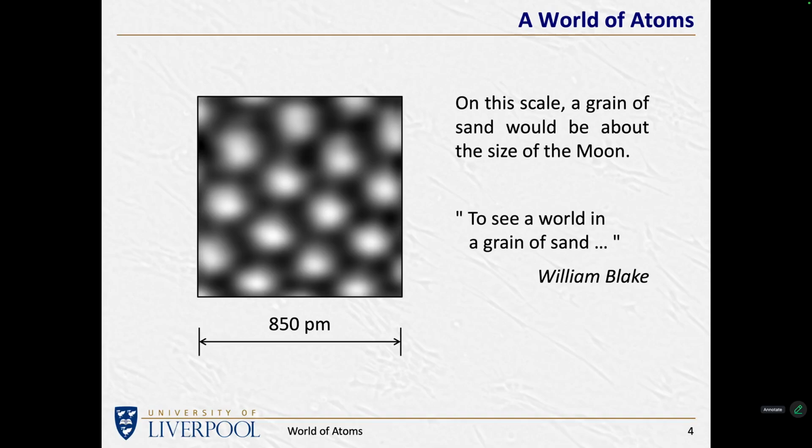So if we imagine this is the magnification we're looking at, in this case, atoms of carbon on a surface, we can ask ourselves, if we use this magnification, what would the size of a grain of sand be? And the answer is a grain of sand at this magnification would be about the size of the moon. So whenever I see images like this that show individual atoms or individual molecules, I do tend to think of the William Blake poem, "To see a world in a grain of sand."